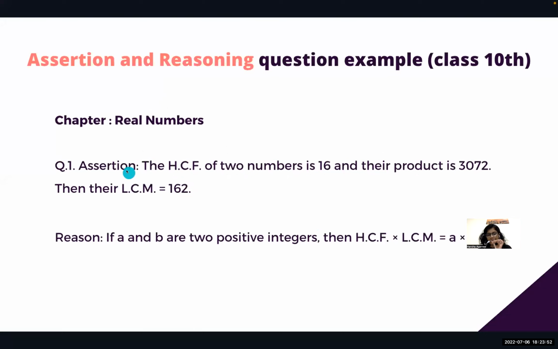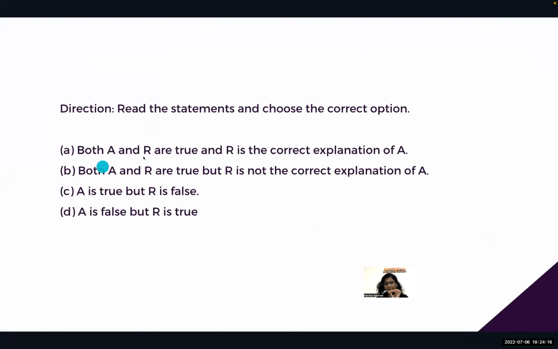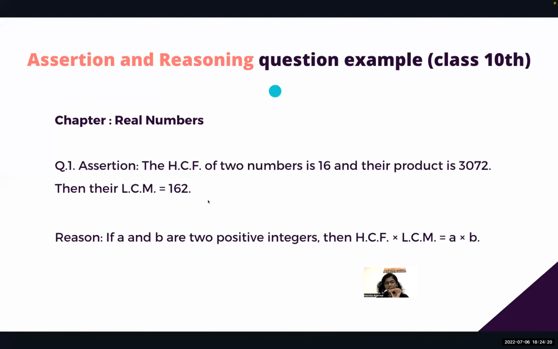Question 1, assertion. For real numbers, standard in mathematics: the HCF of two numbers is 16 and their product is this much, then their LCM is 162. Reason: if A and B are two positive integers, then HCF into LCM is equal to A into B. This is something which you will give to the students as a question, and then these are the options, in this way you will present them for answering. So this is one example for mathematics, real numbers, assertion and reasoning.